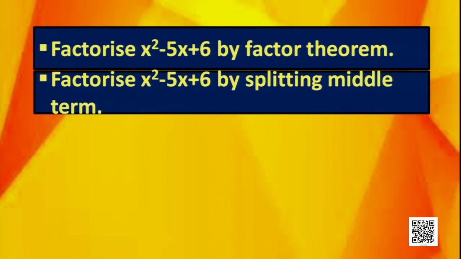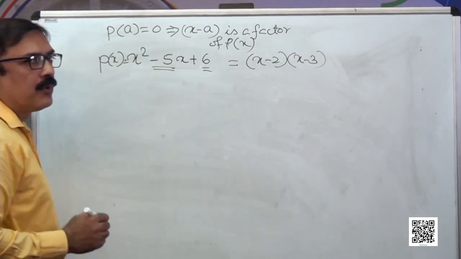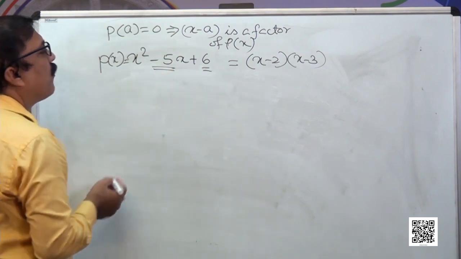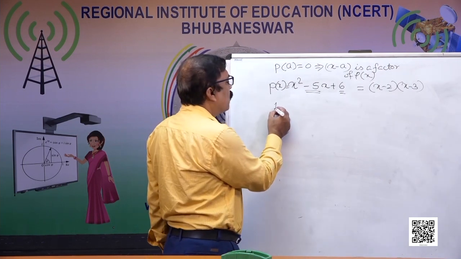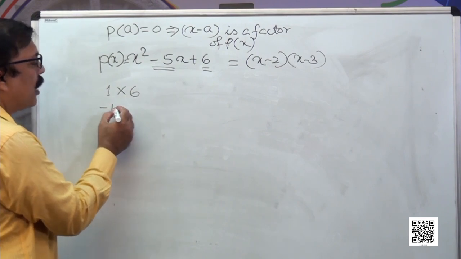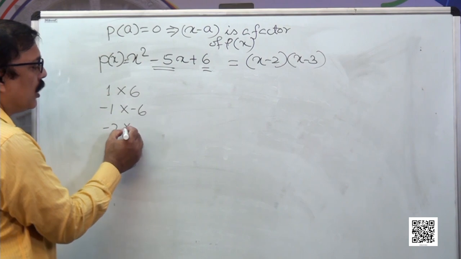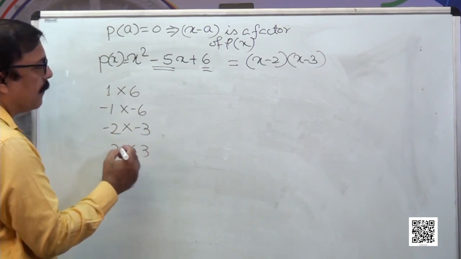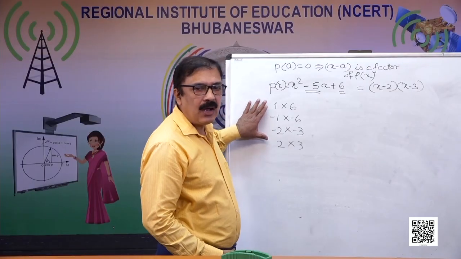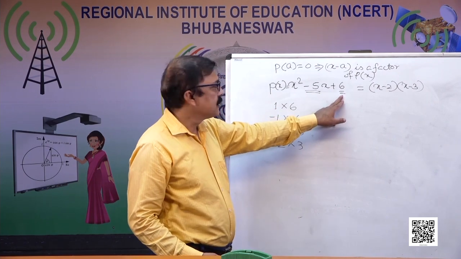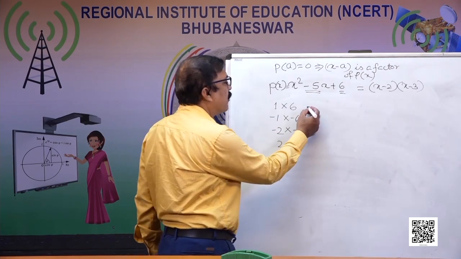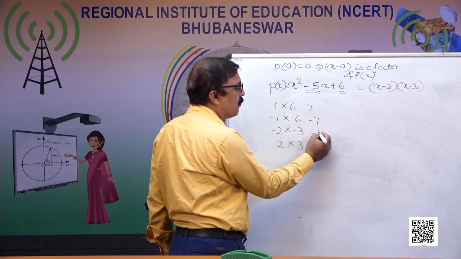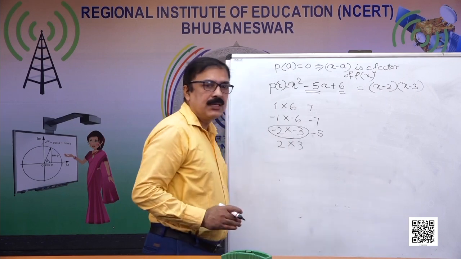Middle term splitting, as we discussed earlier, this must be sum of two numbers and this is product of those two numbers. So first of all, we have to find the product of two numbers so that it will be 6. So the numbers are 1 into 6, minus 1 into minus 6, minus 2 into minus 3, 2 into 3. So we have 4 pairs of products which results in 6. Now, in which pair the sum is minus 5? Here the sum is 7, here the sum is minus 7, here the sum is minus 5. So our choice is this one.